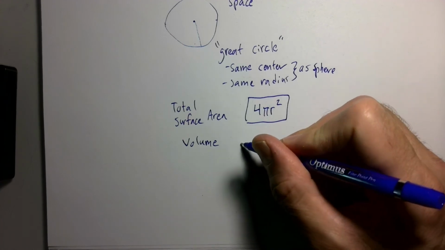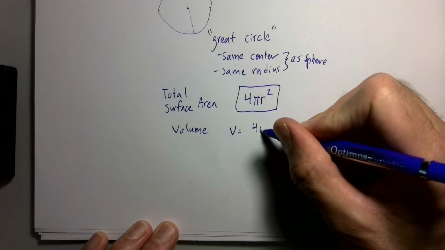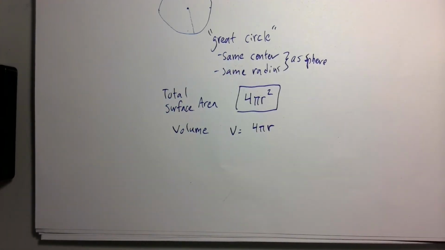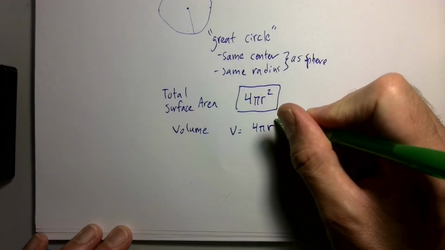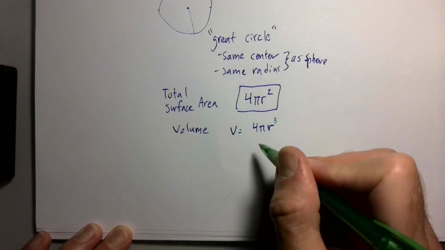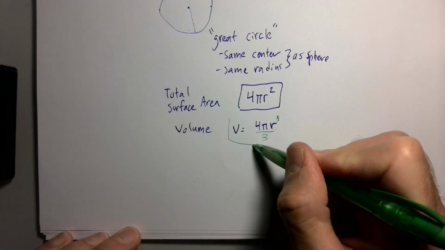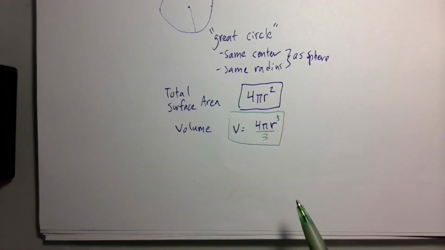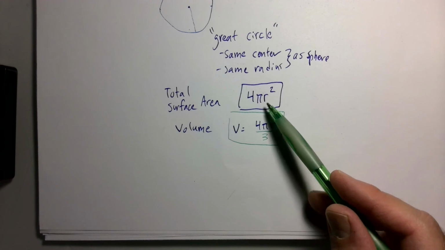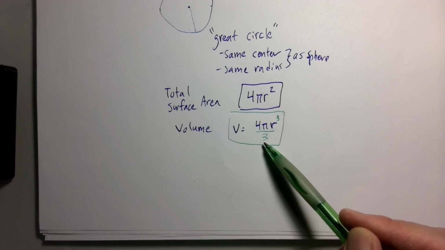So volume, I'm going to say V equals, now it's almost the same exact formula, so I'm going to copy that down, 4 pi r, except I'm going to change a couple of things. Instead of r squared, we're looking at volume, so we're going to pump up the volume and make it r cubed, and we're also going to divide by 3. So this is your formula for volume. It's 4/3 pi r cubed. If you know the area formula, all you have to do is change that 2 to a 3 and divide by 3, and there you go. You have your volume formula.